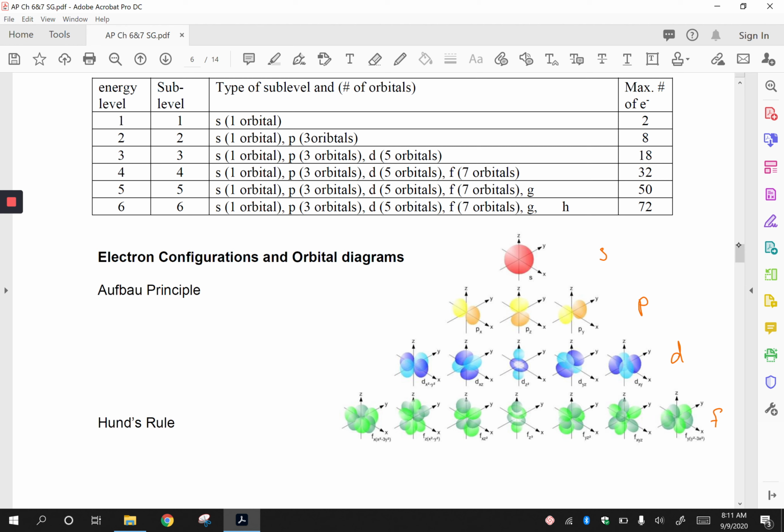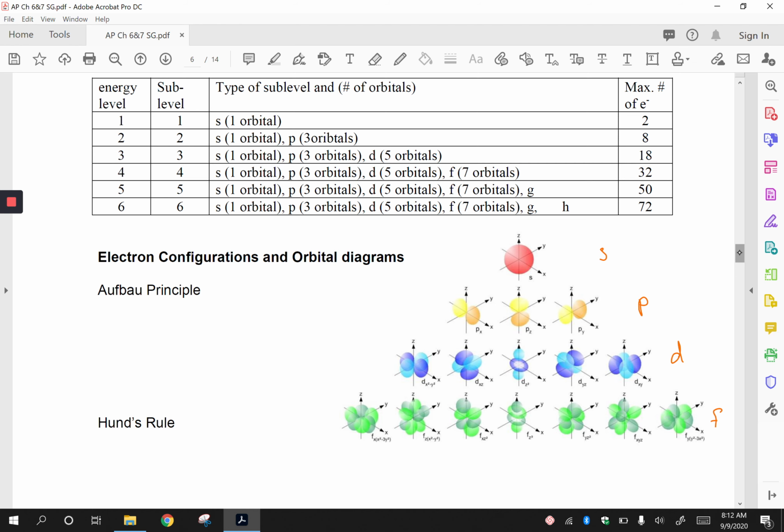S is the lowest of the sublevels in energy, and it looks like a sphere, 1 orbital. P looks like dumbbells, and there are 3 orbitals. D looks like a 4-leaf clover, and there are 5 orbitals. And then F looks like a complex shape, is what your textbook calls it. I think it looks like a flower, but there are 7 orbitals. And again, lowest in energy is S, then P, then D, then F.